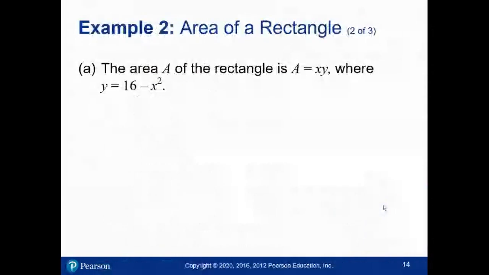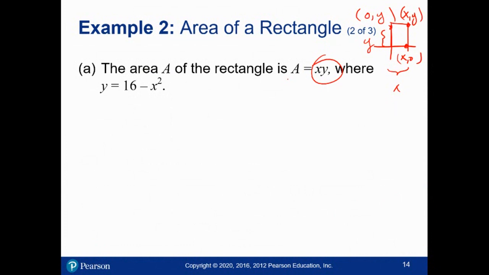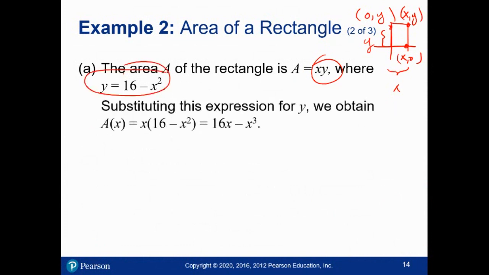All right, moving on. So for our rectangle, the area is just base times height. If this point is at x comma 0, and this point is at 0 comma y, and this point is therefore at x comma y, we know that this width is x and this height is y, so the area is just base times height, x times y. But we also know that y is 16 minus x squared, so the area is x times 16 minus x squared, which we distribute to 16x minus x cubed.